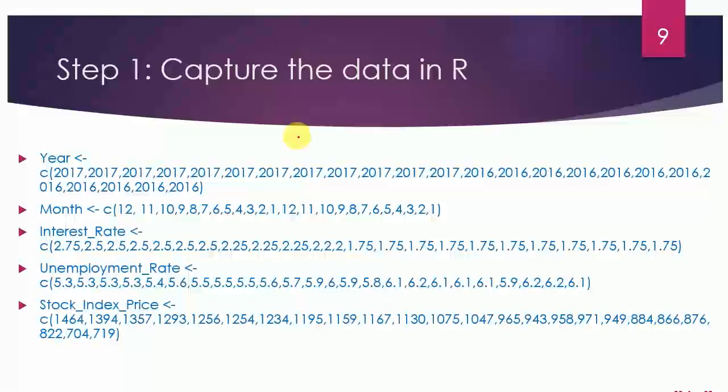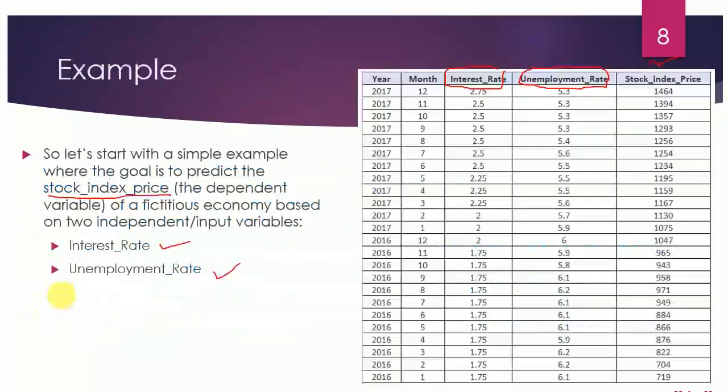So how do we take this into R? We have to first capture this data in R. We will take four variables: year is a vector, month is another vector, then interest rate, unemployment rate, and stock index price as described in this table. We have taken all these as vectors.